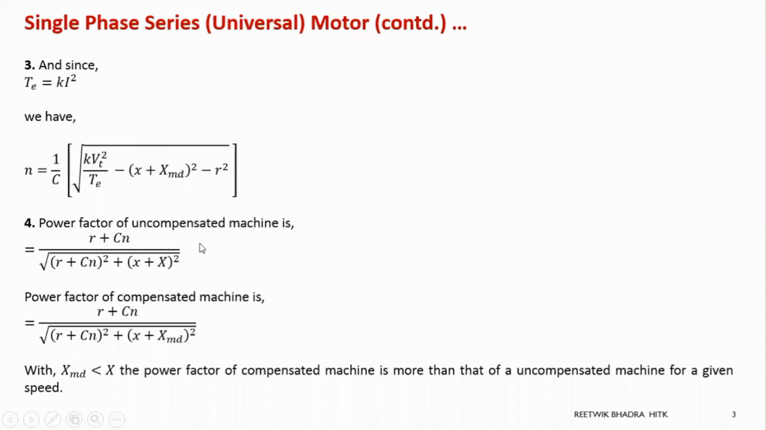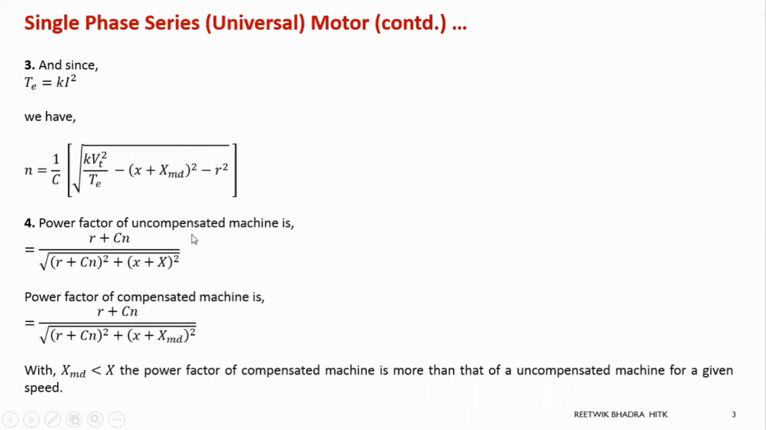Now generally, if you do some tests, you know how to find out the equivalent circuit parameters of any machine. So we can do those tests and find out those parameters, and if you find them for a particular machine, for an uncompensated as well as a compensated one, it will be found that XMD is less than your X. So if XMD is less than X, the denominator is less, so the total magnitude of this term will be more. So the power factor of the compensated machine is more than the uncompensated machine because your XMD is less than your X value.